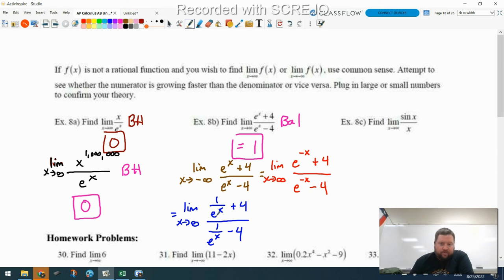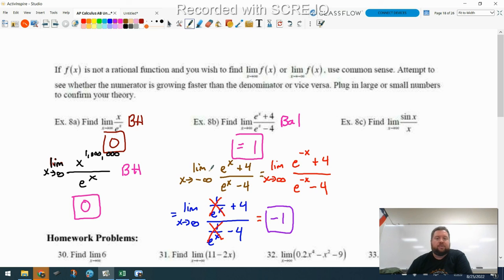And then this little fraction right here is bottom heavy, because the e to the x is on the bottom. So when x goes to infinity, that fraction goes to 0. This fraction is also bottom heavy. As x goes to infinity, the bottom gets really big. That fraction goes to 0. These are constants, so they just stay the same. And so the answer is 4 divided by negative 4, which is -1.